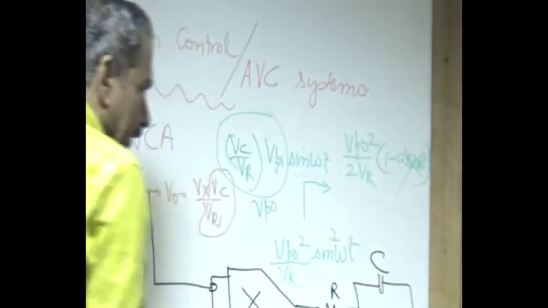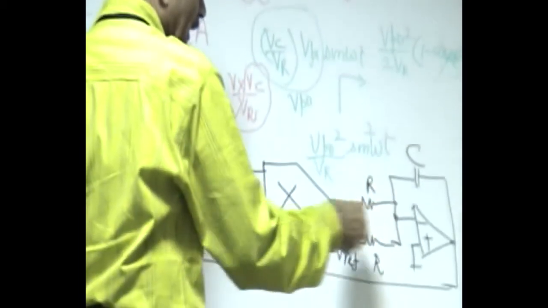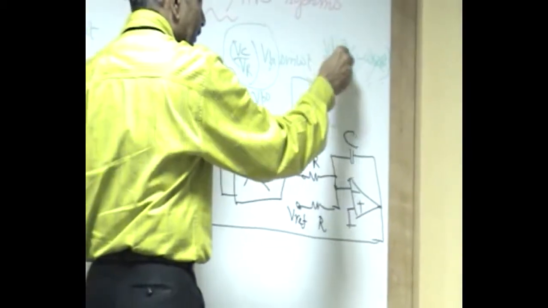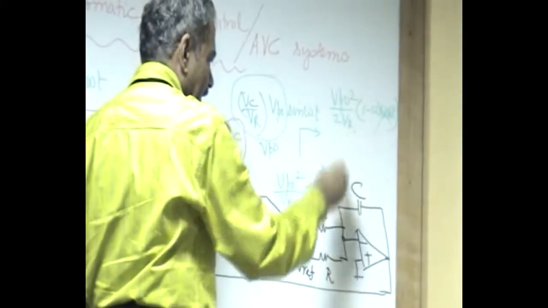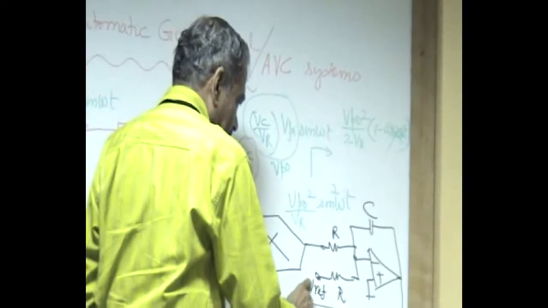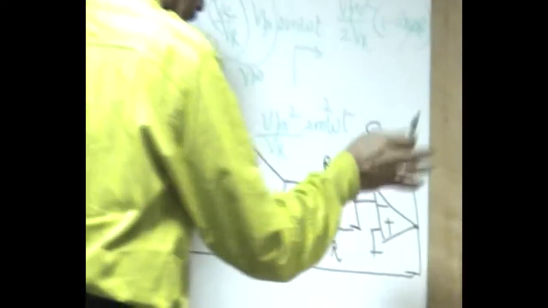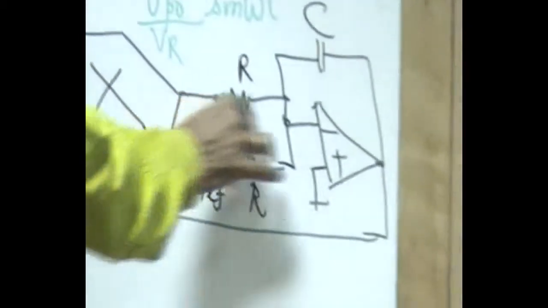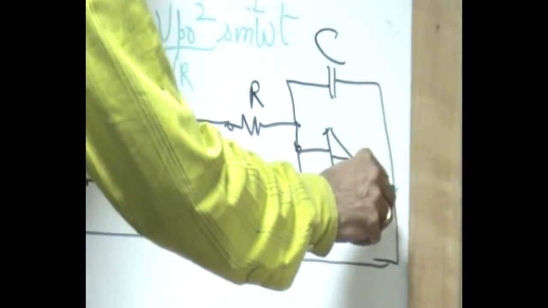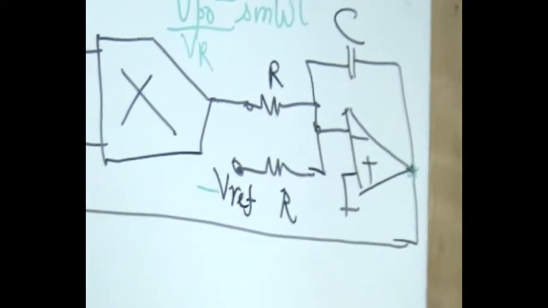So this gets filtered, and the DC component gets filtered by the low pass filter action here, and it responds to only the DC, Vpo squared by 2Vr. If we have V reference now as a negative voltage, say minus V reference, then this capacitor will not charge only if this current is the same as this current. If the capacitor doesn't charge, then the output of the amplifier remains constant at a value EC.